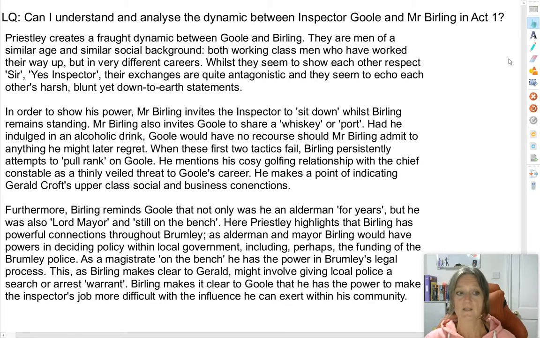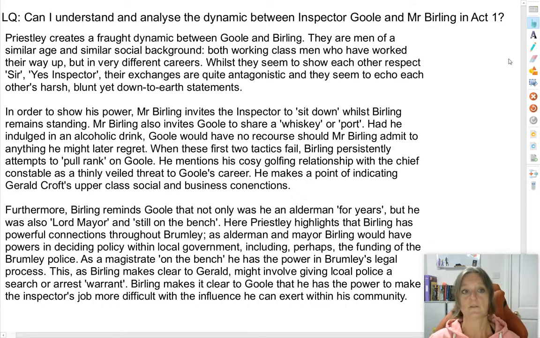He makes a point of indicating Gerald Croft's upper-class social and business connections. Furthermore, Birling reminds Goole that not only was he an alderman for years, but he was also Lord Mayor and still on the bench. Here, Priestley highlights that Birling has powerful connections throughout Bromley. As alderman and mayor, Birling would have powers in deciding policy within local government, including perhaps the funding of the Bromley police. As a magistrate on the bench, he has the power in Bromley's legal process. This, as Birling makes clear to Gerald, might involve giving local police a search or arrest warrant. Birling makes it clear to Goole that he has the power to make the inspector's job more difficult with the influence he can exert within his community.